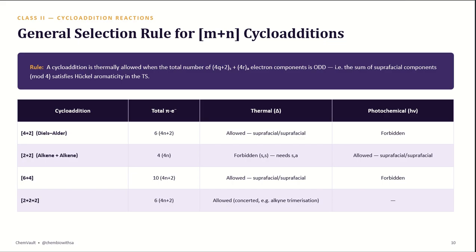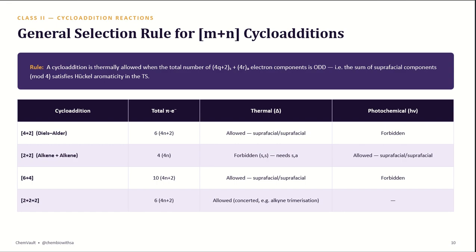Diels-Alder is just one example of a much more general pattern, and this slide gives you the master rule for any m plus n cycloaddition. A cycloaddition is thermally allowed when the total electron count, considering suprafacial and antarafacial components, together satisfies Hückel aromaticity in the transition state. In practice, for the simple all-suprafacial case, this just means 4n plus 2 electrons thermally allowed, 4n electrons thermally forbidden, unless one component reacts antarafacially.